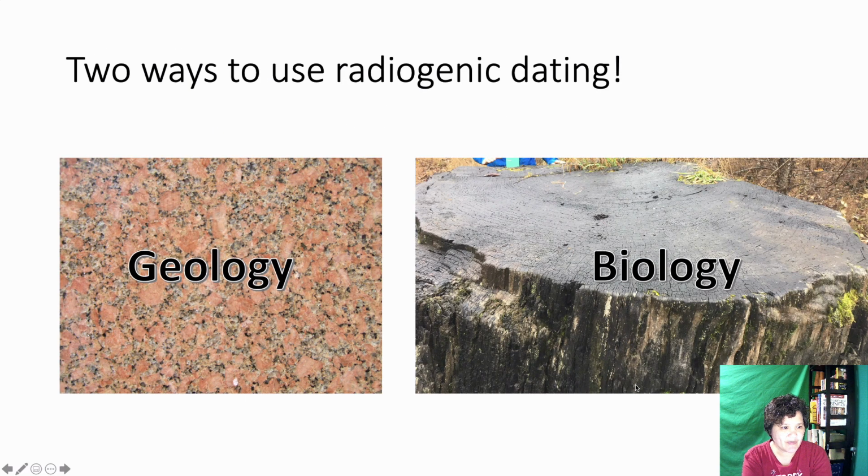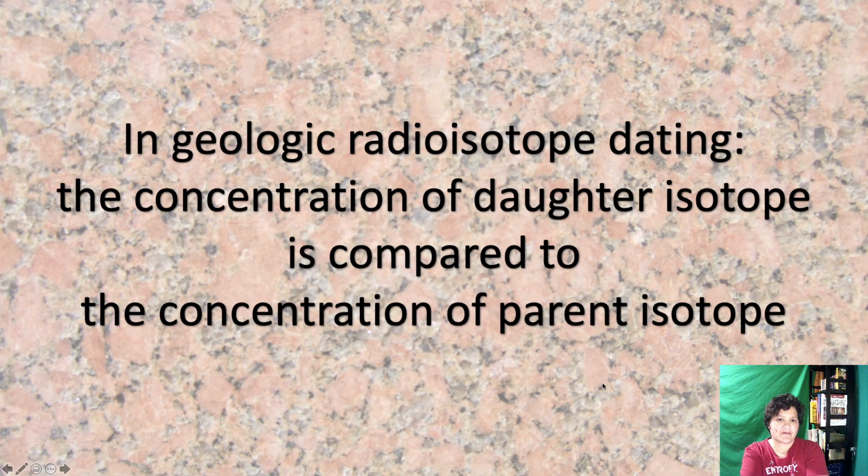So we're going to talk about two different ways that we can use radiogenic dating. One is geology, and that's for rocks, as I mentioned before. The other is to look at biology. And we treat these differently. In geologic radioisotope dating, we're going to look at concentrations. What's the concentration of the daughter isotope? What's the concentration of the parent isotope? And we can compare those.